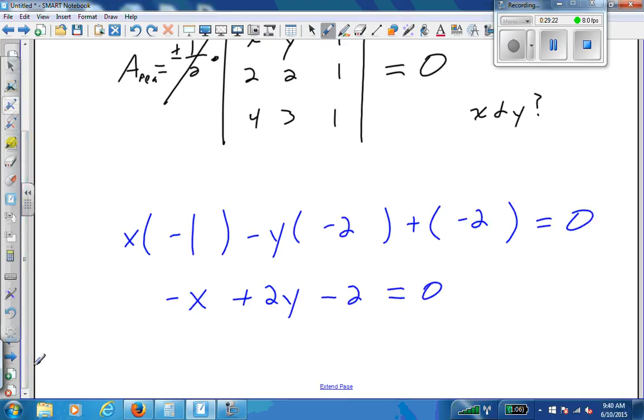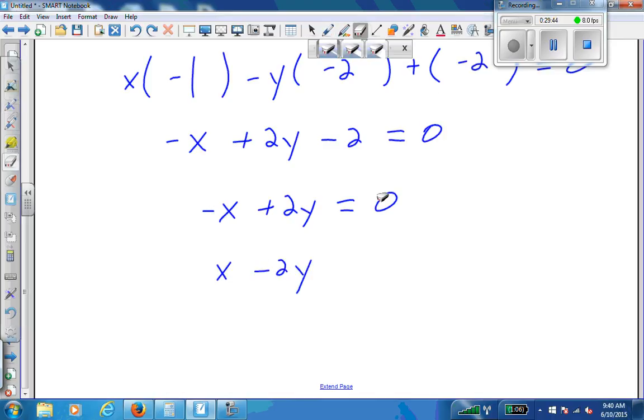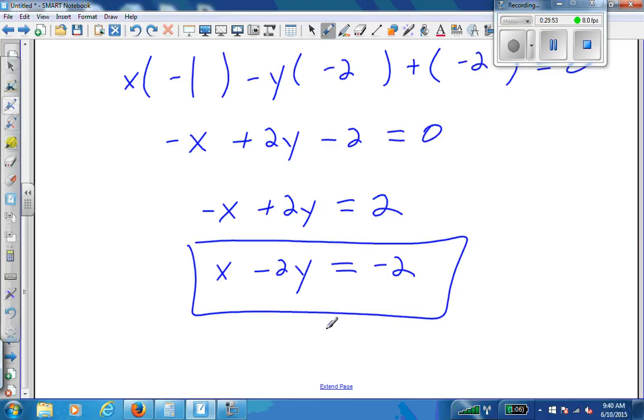We could put this in y equals mx plus b if we wanted to, or we could just put it in standard form if we wanted to, doesn't matter. We just put it in standard form, add 2 to both sides. In standard form, we don't like a negative out front, so multiply through by a negative. If we move 2 over, we have a plus 2 there. So change all of our signs. So that would be the equation of our line.